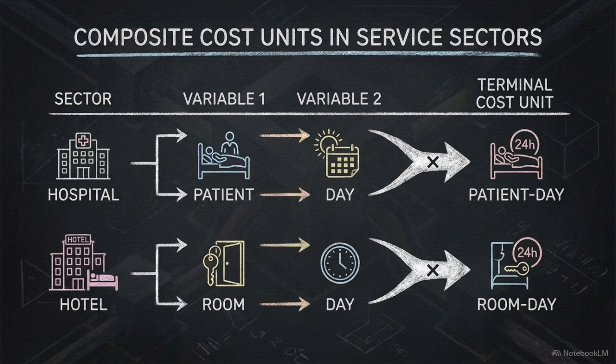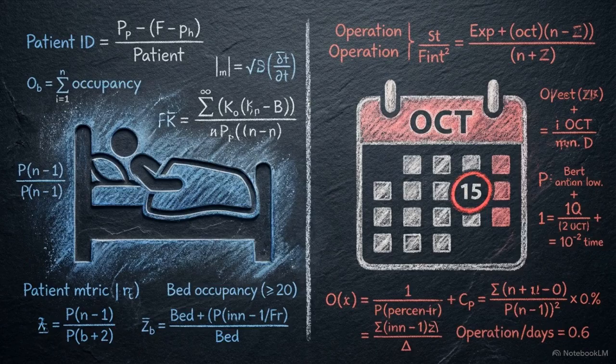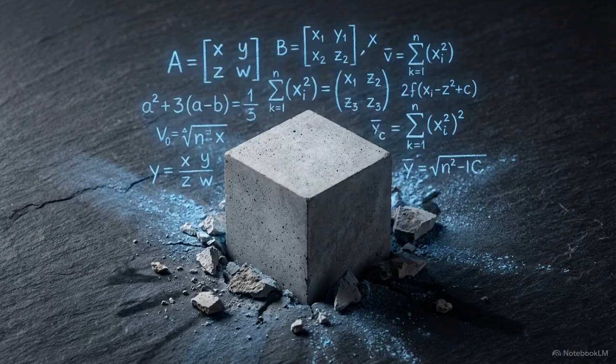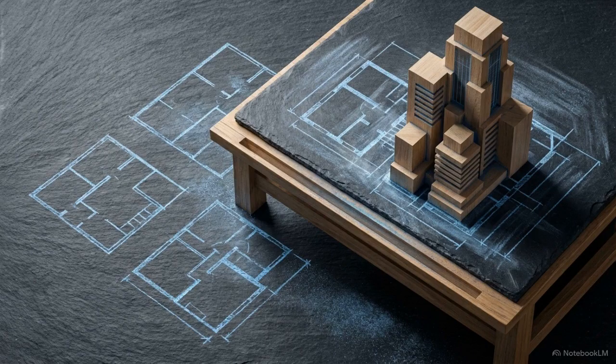This bipartite structure applies across major service sectors. This data table details the variables used in healthcare and hospitality. A hospital requires a specific capacity metric, a patient, combined with a time duration metric, a day. Only by multiplying patient by day can administrators accurately ascertain the total cost of care. This complex math is a sharp contrast to the simple single-variable metric ton of cement, showing the necessary evolution of the accounting framework as business operations scale.